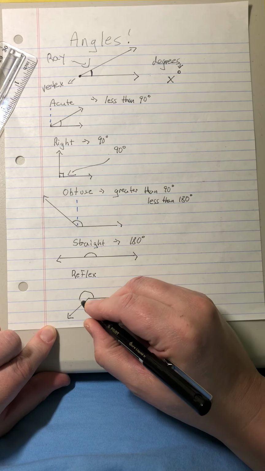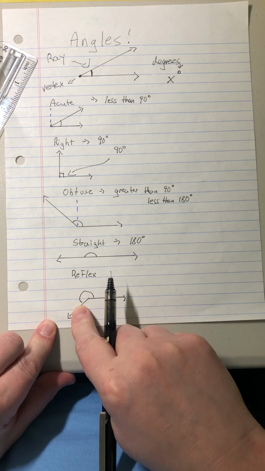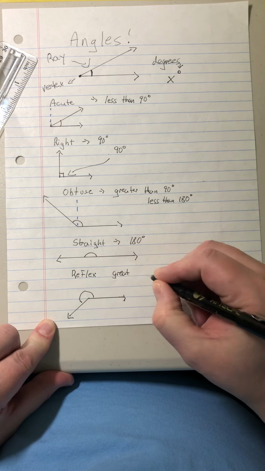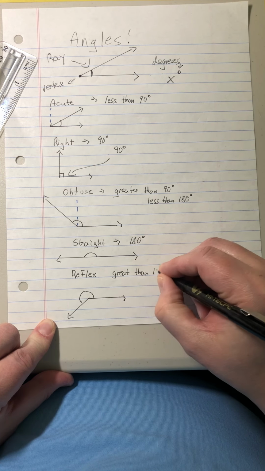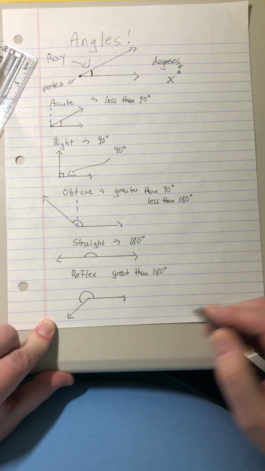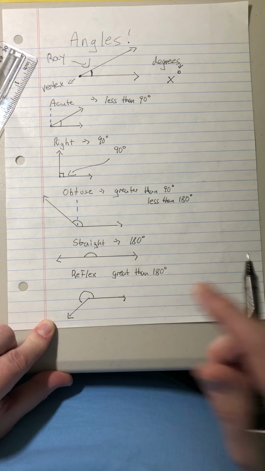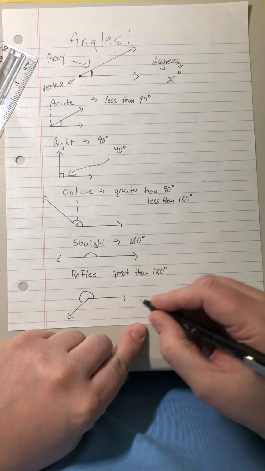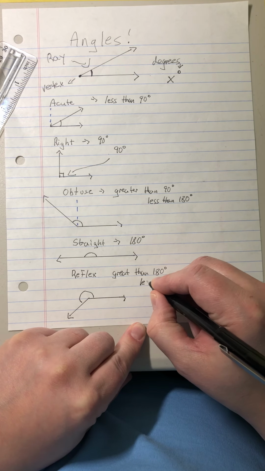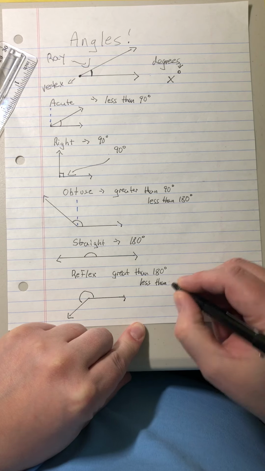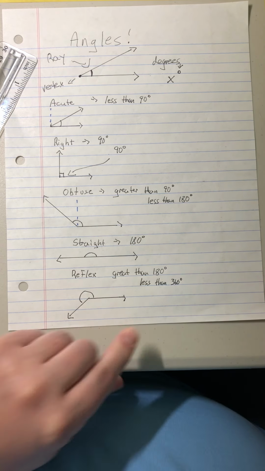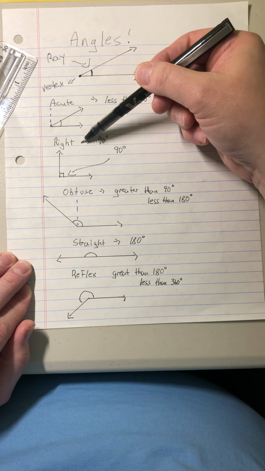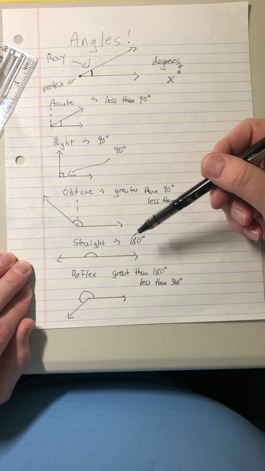And this tells me that I'm measuring this entire angle. So a reflex angle is greater than 180 degrees, but a complete rotation around in an angle, like a circle, would be in total 360 degrees. So a reflex would be less than 360 degrees. But the most important part is acute, right, obtuse, and straight.